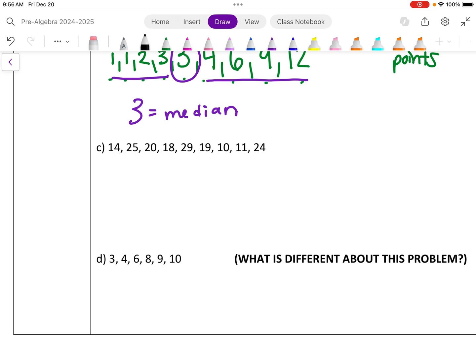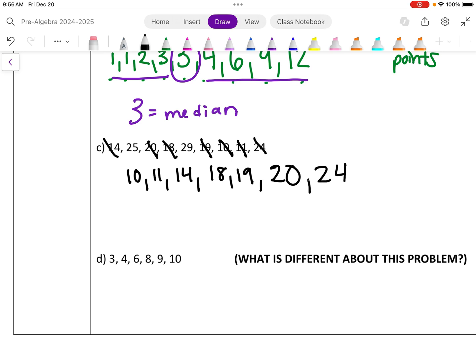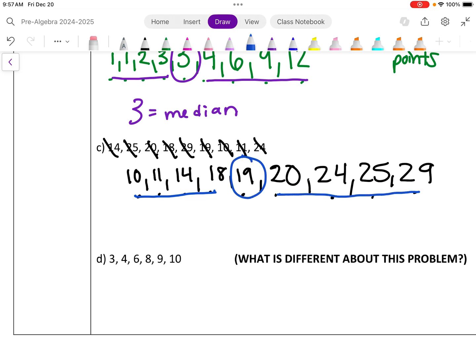Okay, let's look at our next one. Let's order them from least to greatest. The smallest number I see is 10. Then we have an 11, and then we have a 14, an 18, and a 19. Okay, we have a 20, we have a 24, 25, and 29. 1, 2, 3, 4, 5, 6, 7, 8, 9. Again, 9 data points from least to greatest, so that means if we go 4 in on both sides, we get our middle, which is our median.